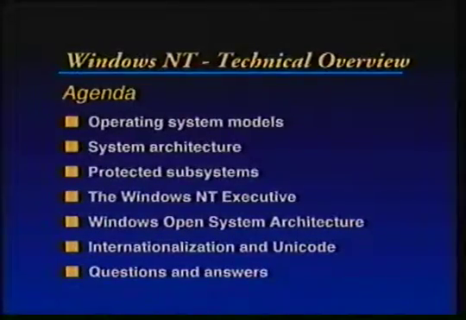Then we'll start going through the Windows NT system architecture, starting from the upper levels, the environmental subsystems, which allow people to run DOS and various Windows applications. Then we'll move down into the NT executive, which helps implement all of the system services that applications use. We'll look at the executive, and we'll look at the kernel. Finally, we'll look at the Windows Open System Architecture. We'll look at how internationalization is achieved through the use of Unicode.